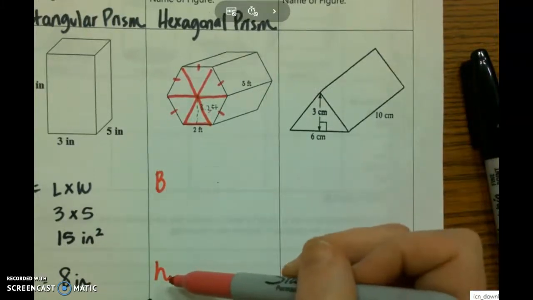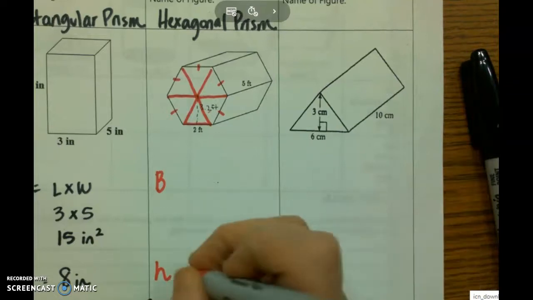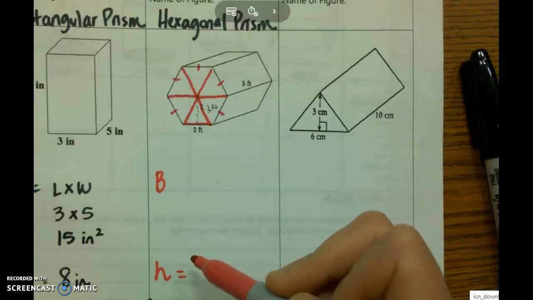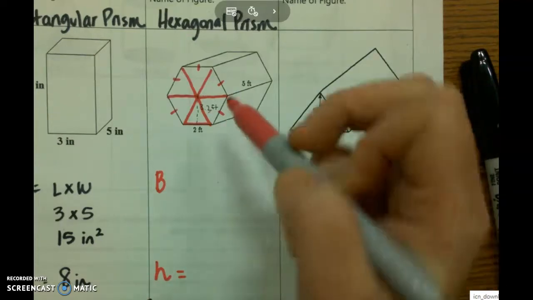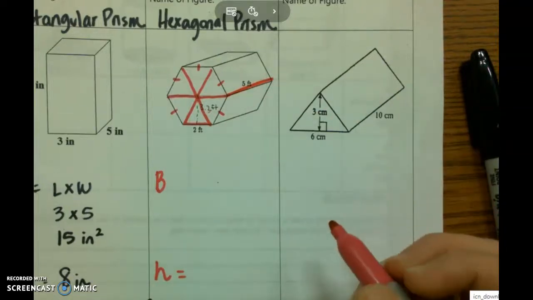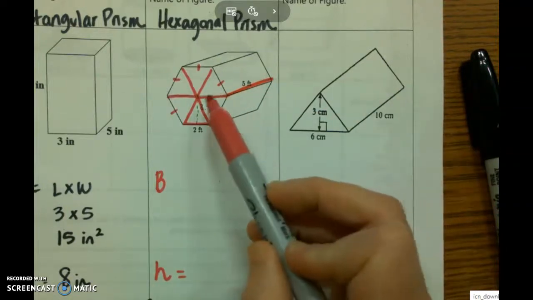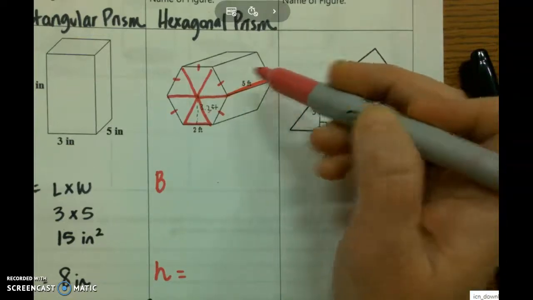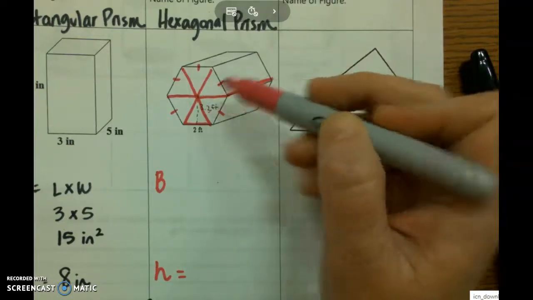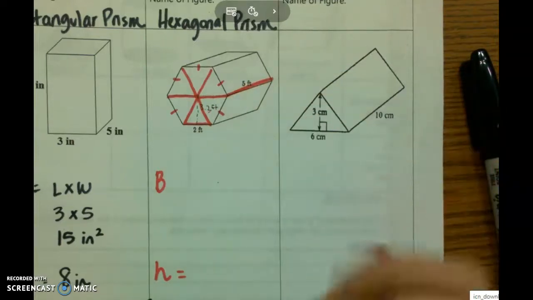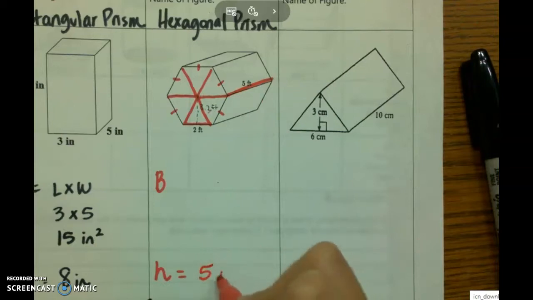All right, so let's start with the height of the prism. That's been the easiest to identify. Remember, the height of your prism is the length of your rectangle. That's what makes it a prism. This length right here tells me the length of my rectangle. It's the distance between your bases. So there's a hexagon back here, there's a hexagon in the front, so this tells me the distance between those hexagons. So my height is 5 feet.